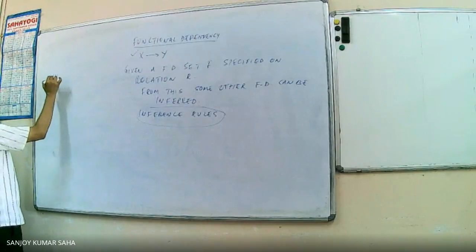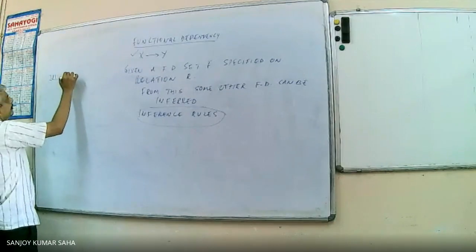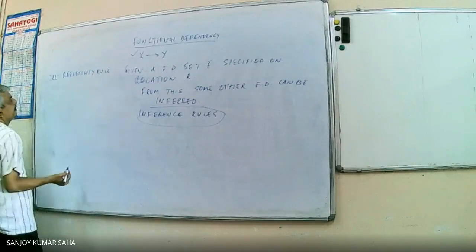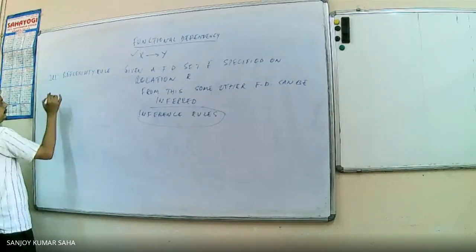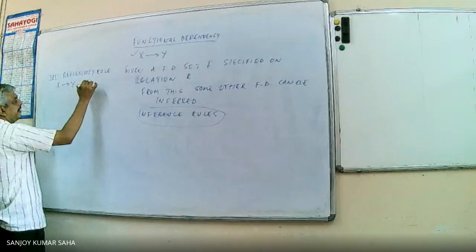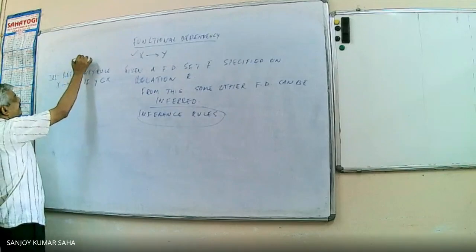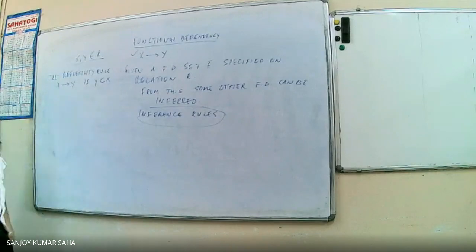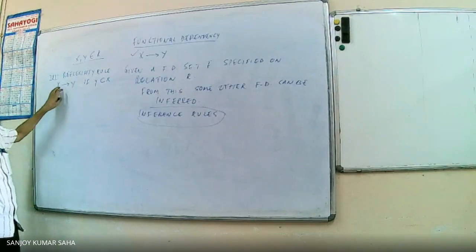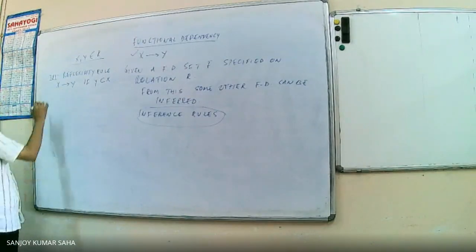Inference rule 1, we can refer to them either by the number IR1 or by the name. The reflexivity rule says that X implies Y if Y is a subset of X. Obviously, these X, Y all are part of the schema R. So this is the reflexivity rule. If Y is a subset of X, then always X implies Y holds.